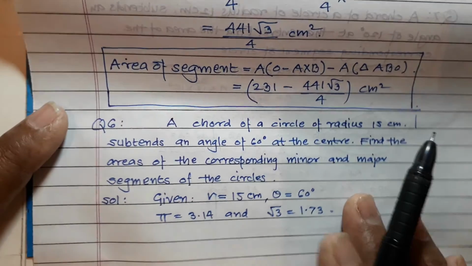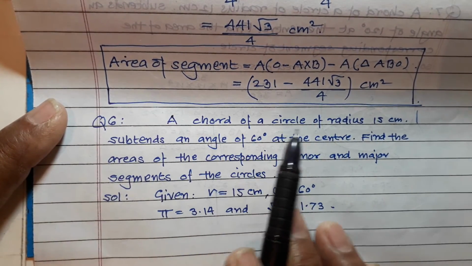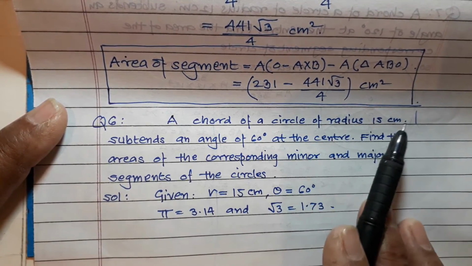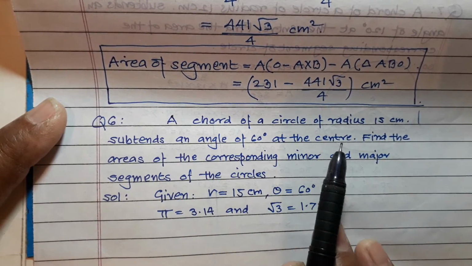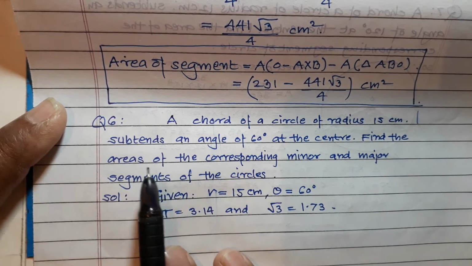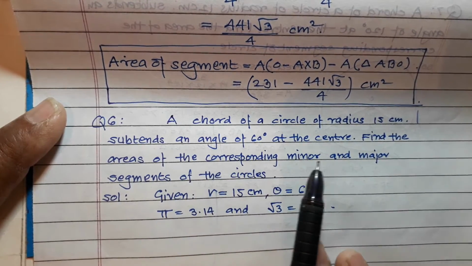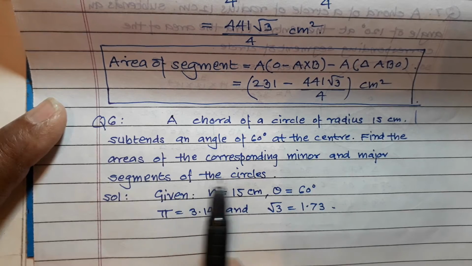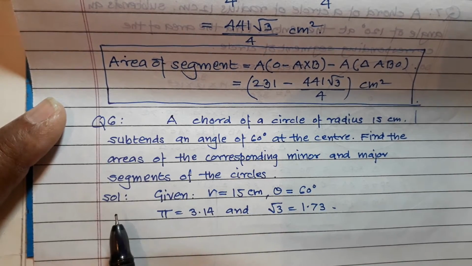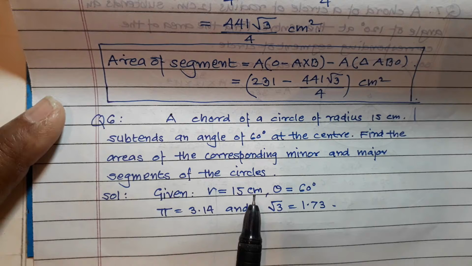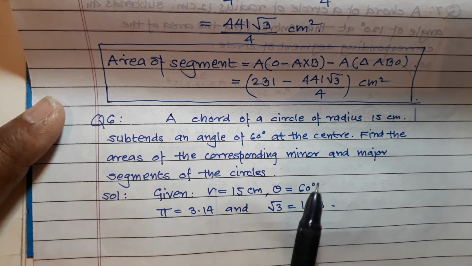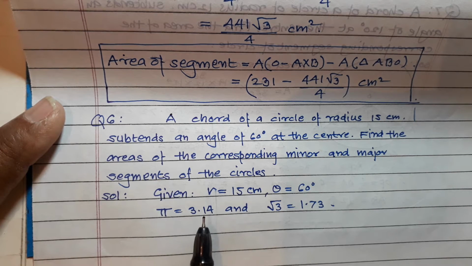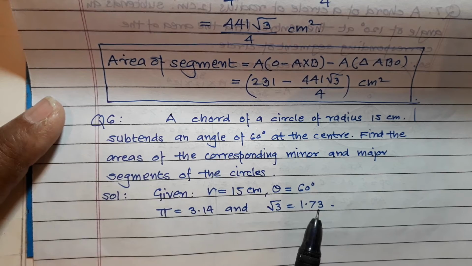Question number 6. A chord of a circle of radius 15 cm subtends an angle of 60 degrees at the center. Find the areas of the corresponding minor and major segments of the circle. Solution. Given r is equal to 15 cm, theta is equal to 60 degrees, pi is equal to 3.14, and root 3 is equal to 1.73.